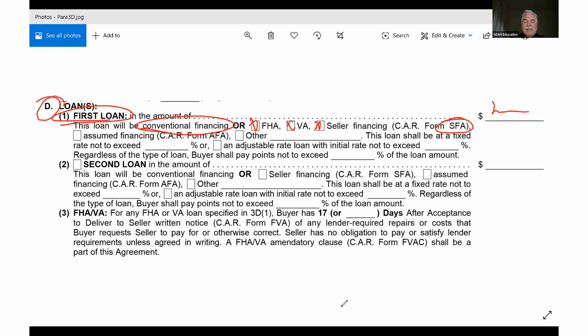Probably should actually show you what that form looks like. I didn't have it in the queue. Let me see if I've got it in here at all. I don't even have it in the queue, so that's good. I don't want you using it.